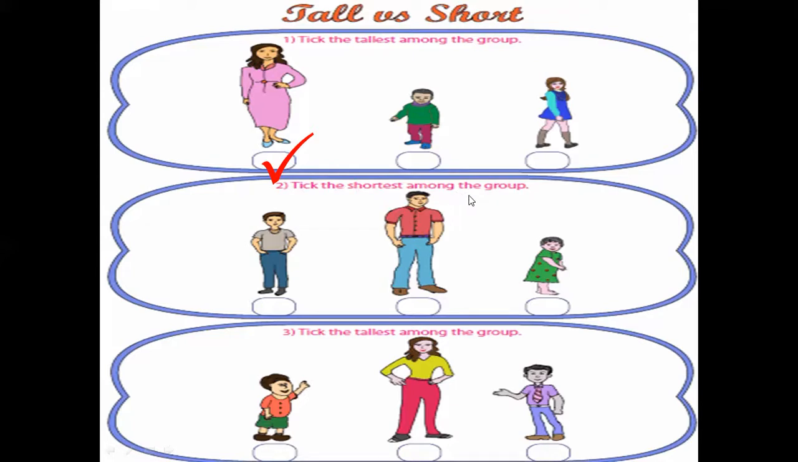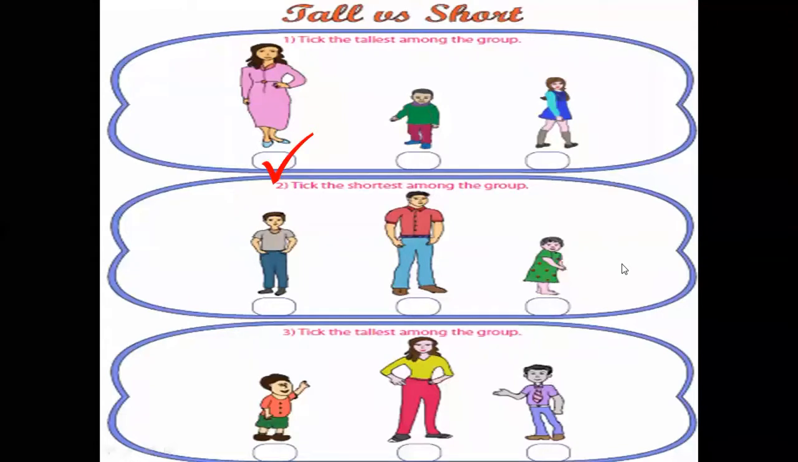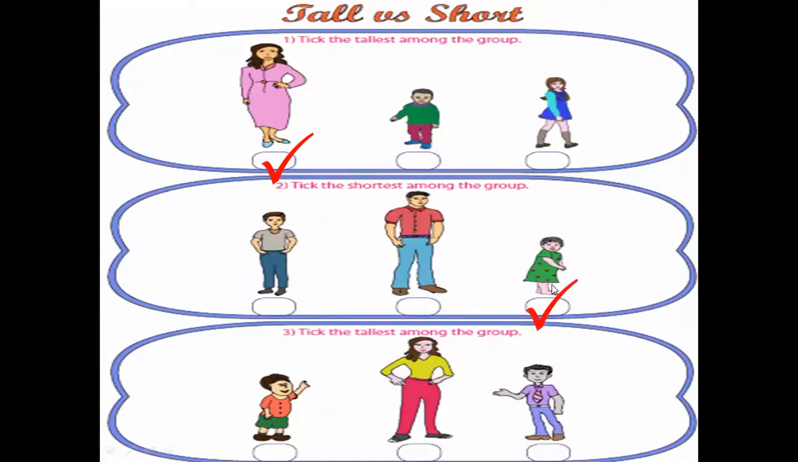Take the shortest among the group. The shortest among the group. Now what will you do? You will take the shortest one. Understood? Now look here, there are 3 pictures. This one and this one and this one. If we are taking the first and the last, then she is the tallest. And again, if we are taking the second and the last, then again the third one is the tallest. So we will take this one, okay? Among these 3 pictures, the last one is the shortest.